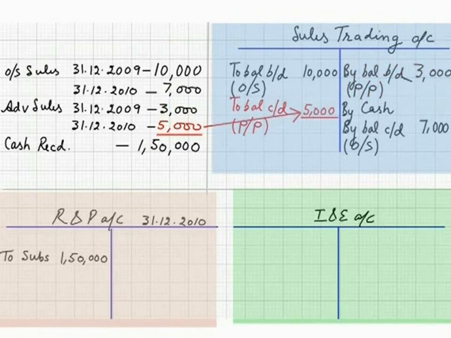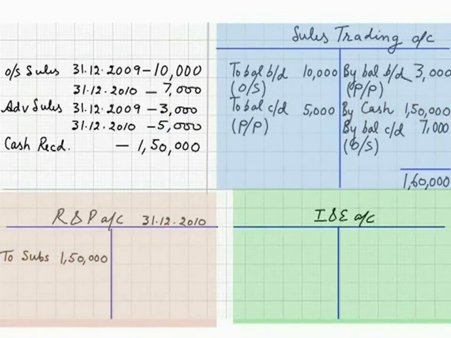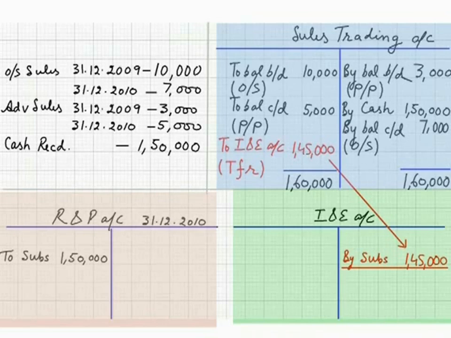By cash, this figure has been taken from the receipts and payments account, and it was 1,50,000 rupees. So the total on the credit side is 1,60,000. And the balancing figure on the debit side will be 1,45,000 rupees. So it will be transferred to the income and expenditure account. Transfer, total 1,60,000. So when you prepare the income and expenditure account, on the credit side it will be shown as 1,45,000 rupees.